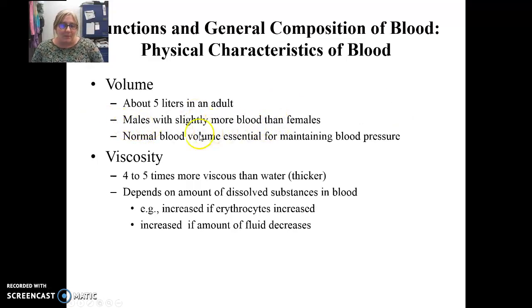Males tend to have more blood, and there's reasons for this. Males are larger, so they need more blood. Males also have more testosterone, so they produce more blood for that reason.